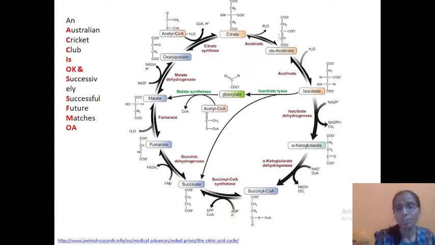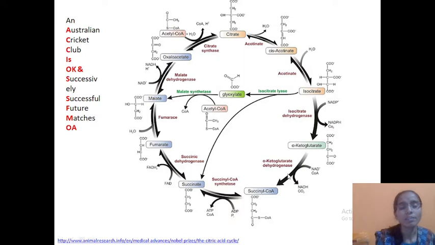Now, if we identify the number of NADH formed in this cycle, one NADH is formed at the level of the isocitrate dehydrogenase enzyme. Another NADH is formed at alpha ketoglutarate dehydrogenase.